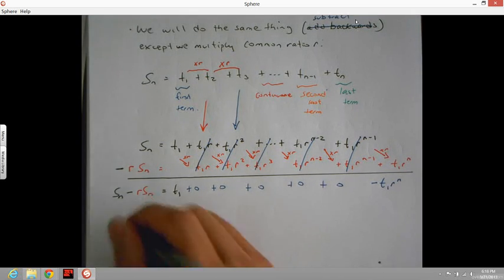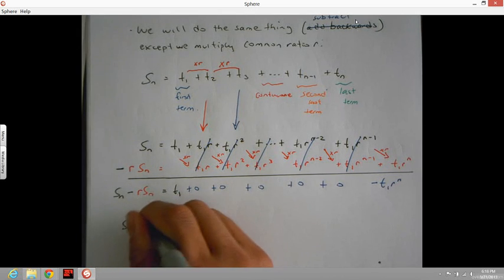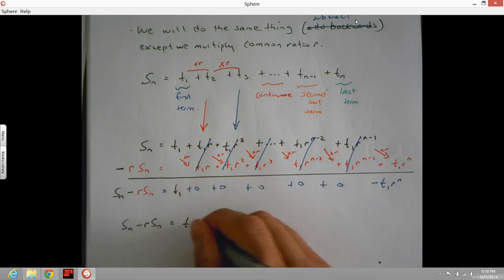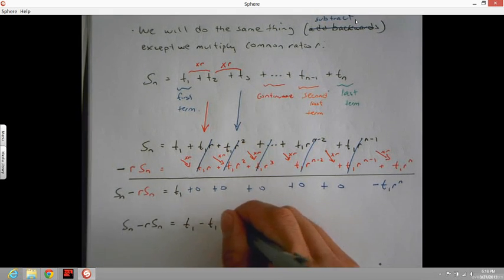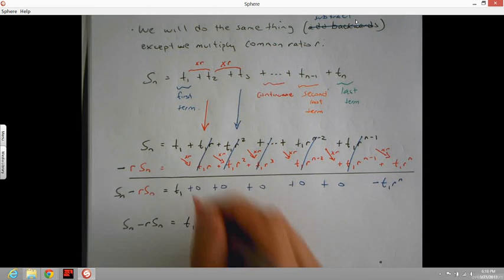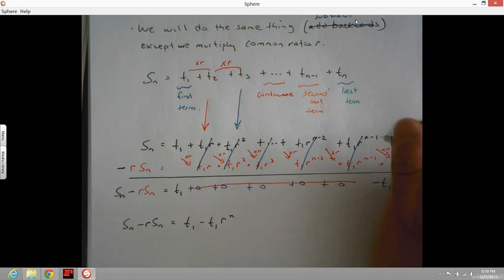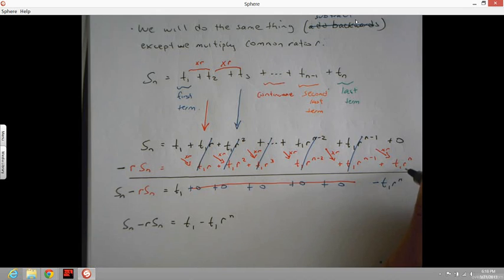So the left side is going to look like this. I'll have Sn minus rSn is going to equal my T1. I'm going to subtract T1r^n. You see what I did? I basically just discounted all these zeros, got rid of all of them, and I end up with a minus T1r^n. And if you wonder where that minus sign came from, remember, if there's a 0 here, 0 subtracting a T1r^n gave me this minus sign, just to let you know. All right, let's move on.